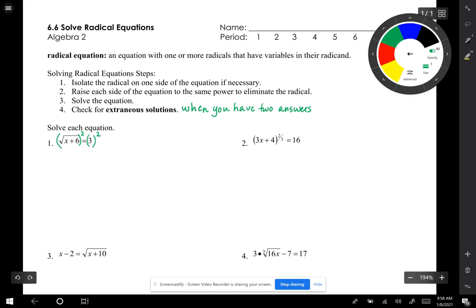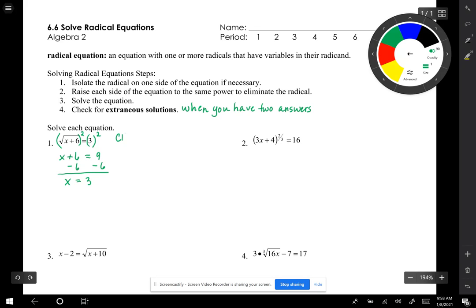If it was a cube root, you would take each side to the third power. And so when you square the left side, you're just left with the contents inside the radical. And the right side, 3 times 3 is 9. Subtract 6. X equals 3. Let's check.